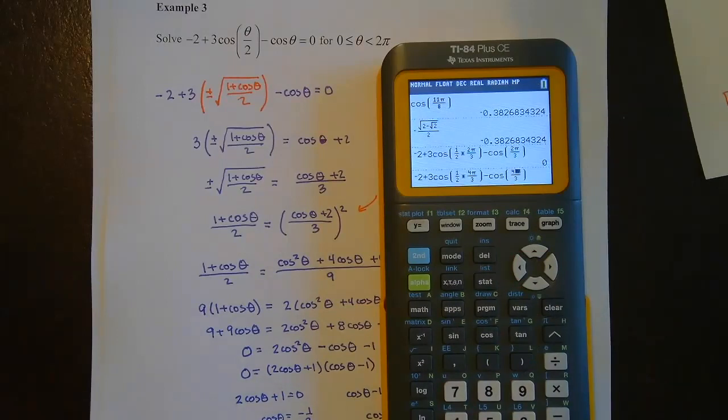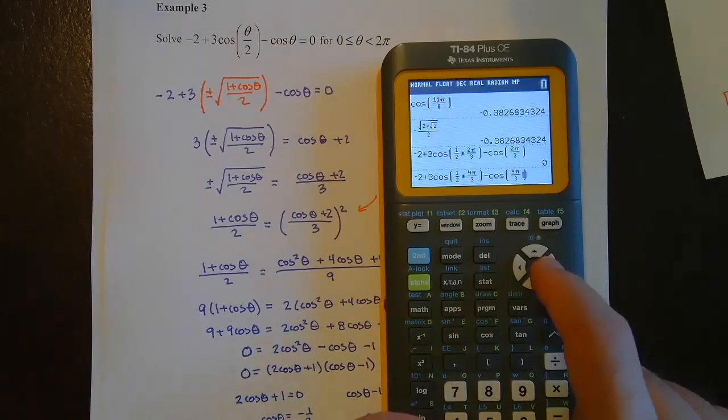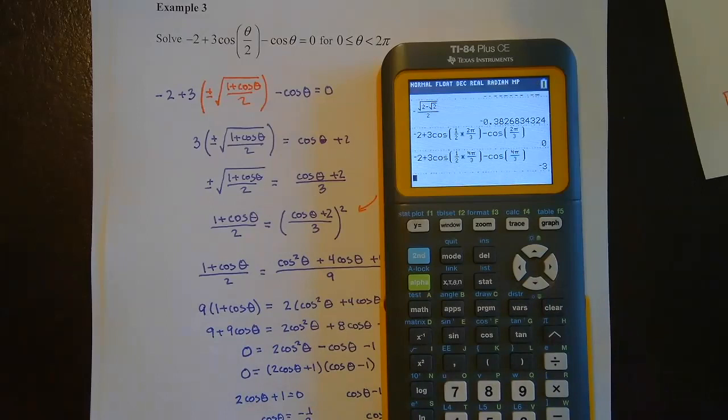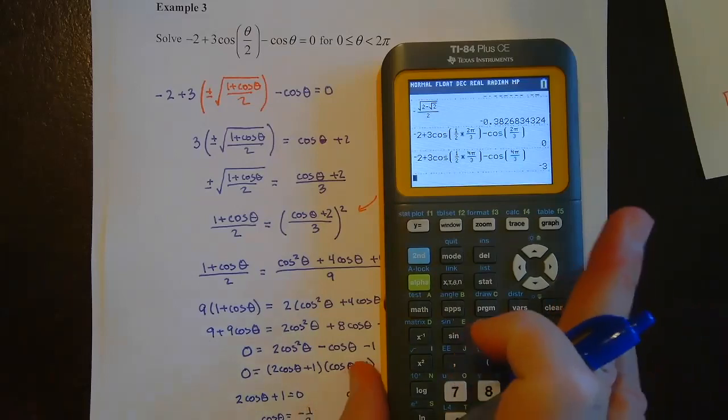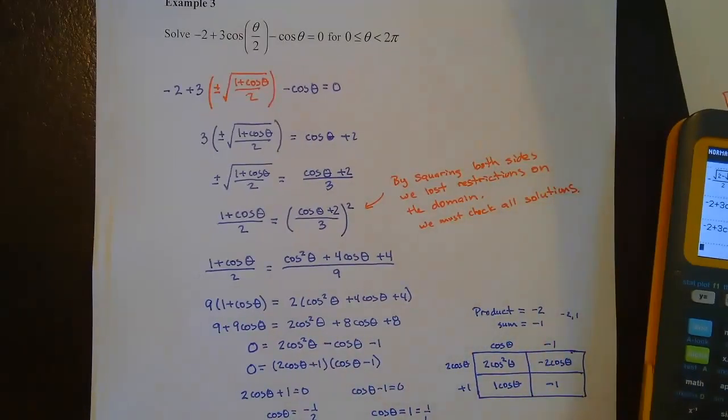And just change those 2s to 4s, right? Press enter. That gives us -3. Well, guess what? I just used 4 pi over 3, right? And it doesn't give me 0. It actually gives me -3, right? So what does that mean?